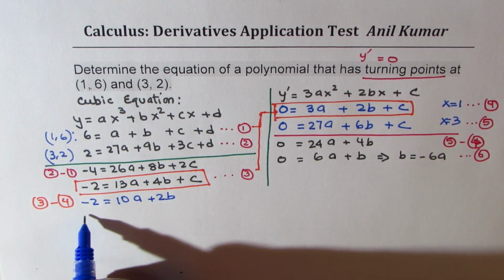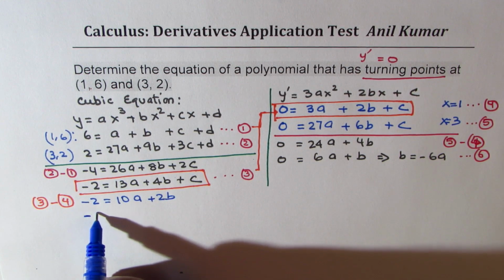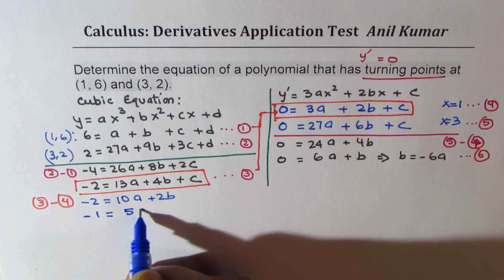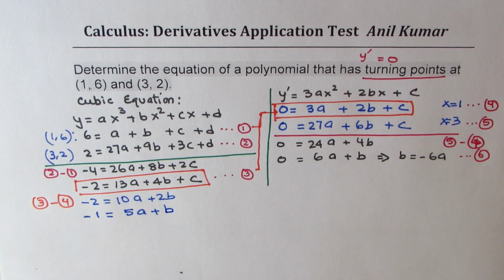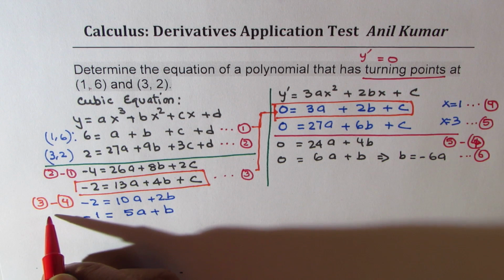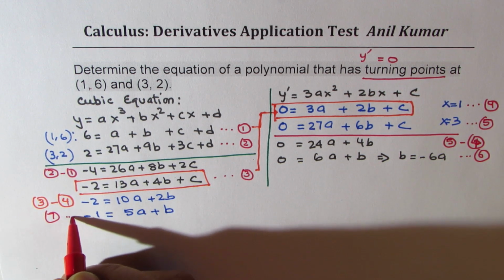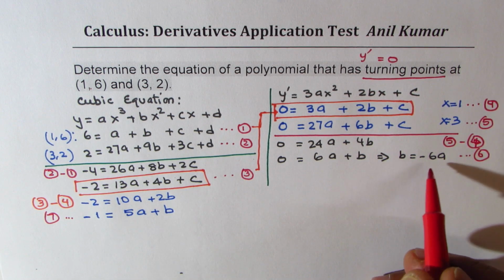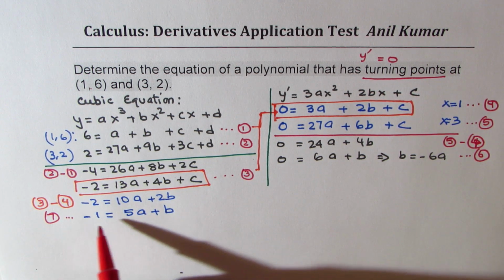We can divide by 2, so we get minus 1 equals 5a plus b. Right, so we get this equation. Let's call this equation 6. We already have 7. Correct. So we could substitute b equals minus 6a and solve.